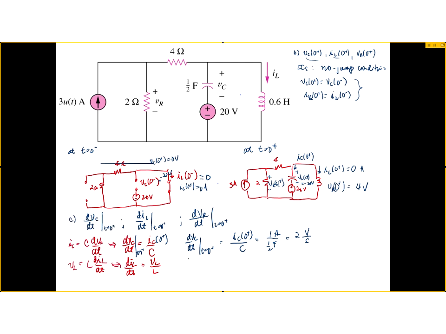So at t equals 0 plus, if I want to find dIL/dt at t equals 0 plus, all I have to do is find the voltage across the inductor at 0 plus and divide it by the inductance. Okay, and what's this value? We sort of saw that earlier. What's the voltage across the inductor at t equals 0 plus?